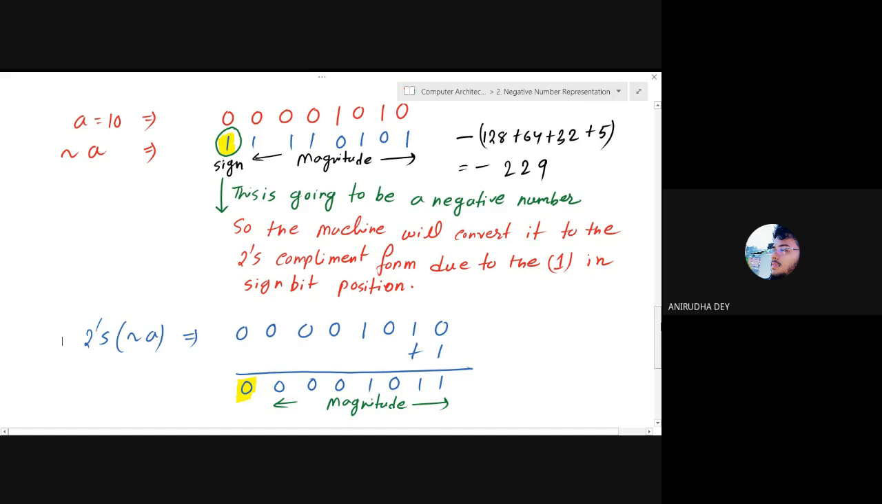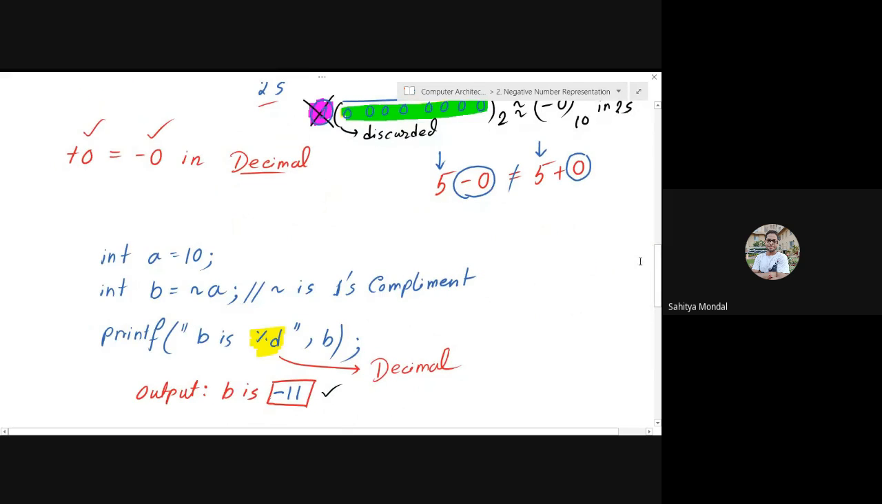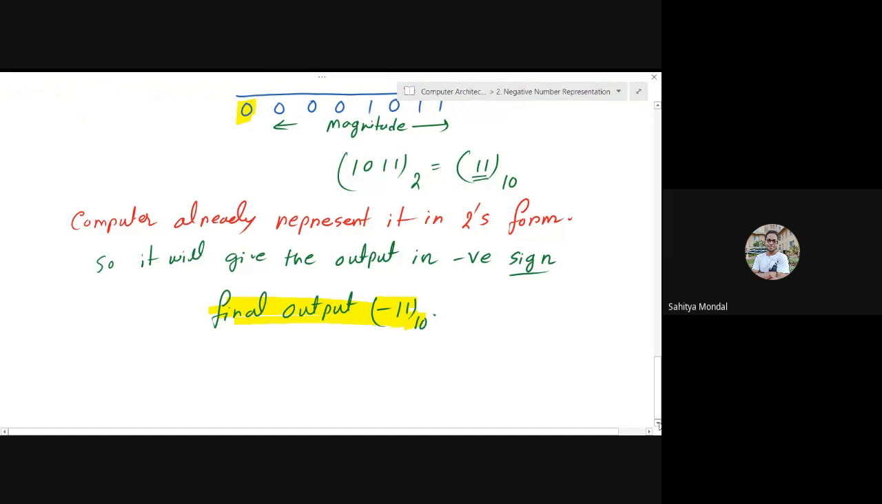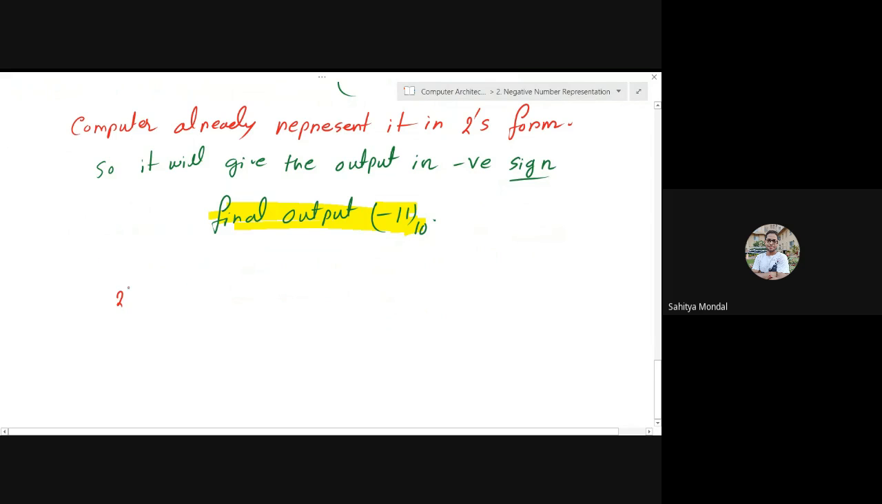Exactly, because when we write int b equals 20, if you print %d comma b, then what will be the answer? 20. Because when we represent 20 in bit representation, I can show you. So let's say this is 20. So what do we get? This is 16, 8, 4. So this is 1, and this is the remaining 3 bits in the 8 bit representation.